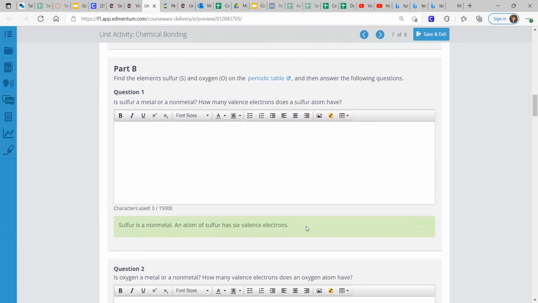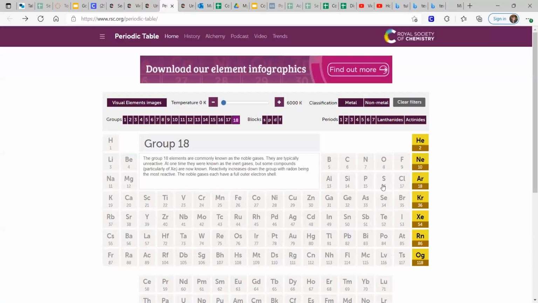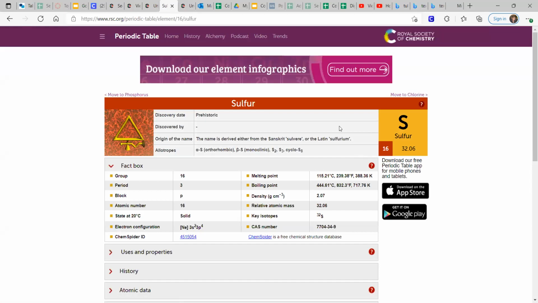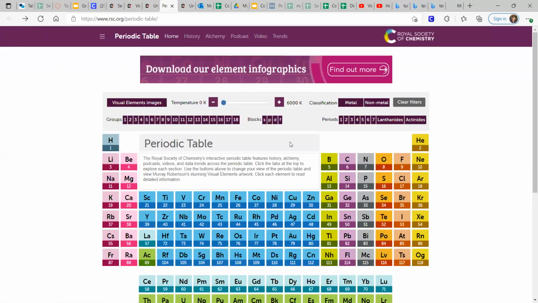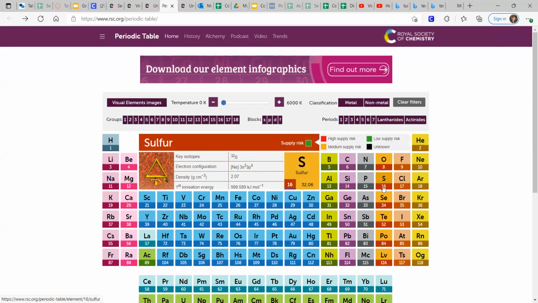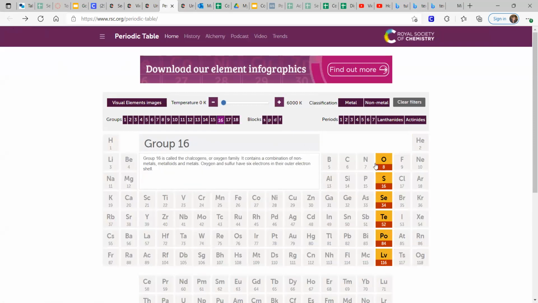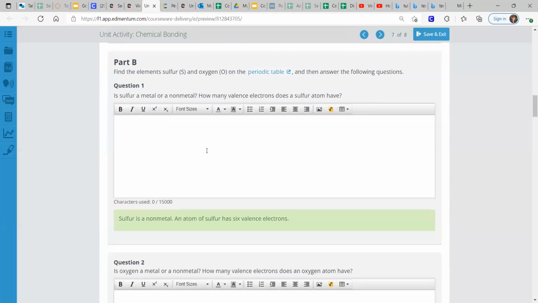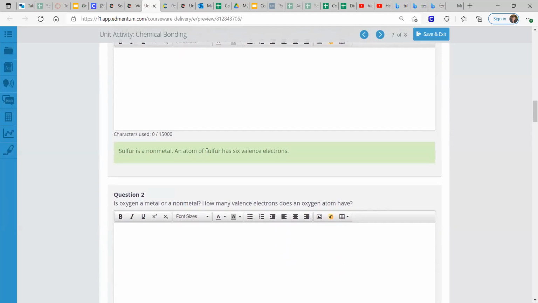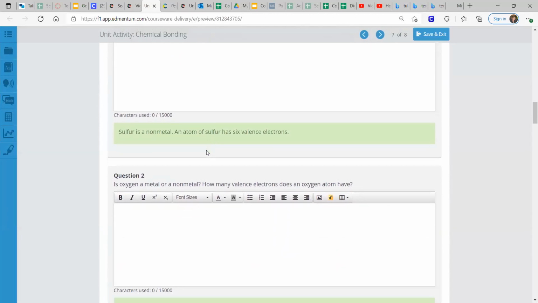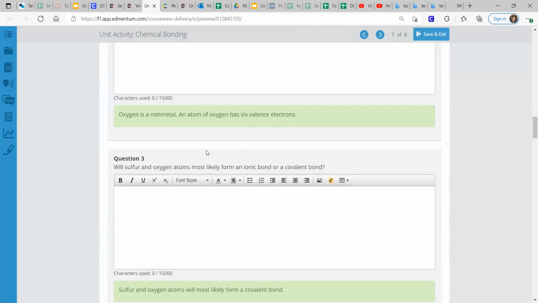Part B, we're looking at sulfur and oxygen. And then we're going to answer the following questions. I'll show you where sulfur and oxygen are. Here. There we go. Sulfur is right here, group 16. And oxygen is right above it. They're both nonmetals, and they both have 6 valence electrons.